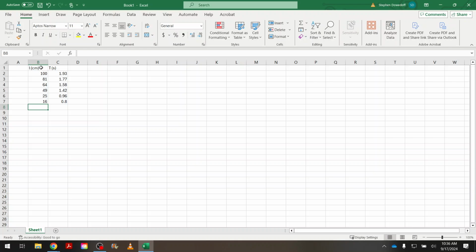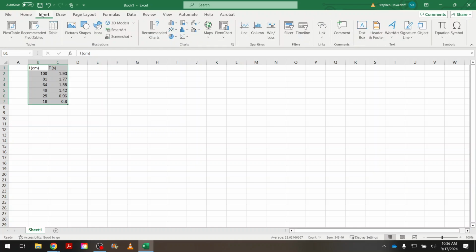Okay, so then to graph this, if you look at your instructions, it says to highlight the table including the titles. So I've highlighted my table, including my titles, and now we want to insert a chart. So we're going to go up here to insert. I'm not going to right click, I want to left click. And we should find a recommended chart.